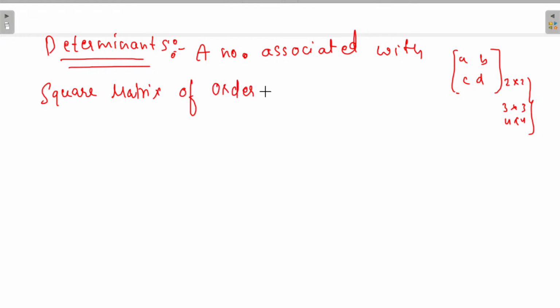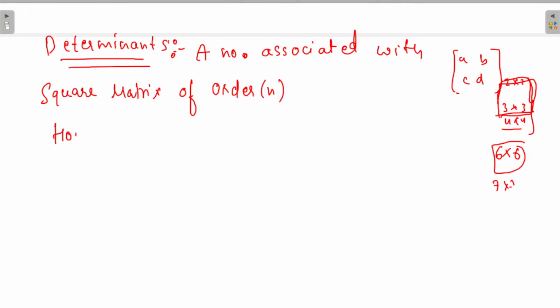This order may be 2 cross 3, 3 cross 3, 4 cross 4, but in our syllabus we are limited to 3 cross 3 only. In engineering and further studies you will study 4 cross 4, 6 cross 6, and in MSc there are also 7 cross 7 matrices, but that is higher level, not now. For your class 12 board it is limited to 3 cross 3.